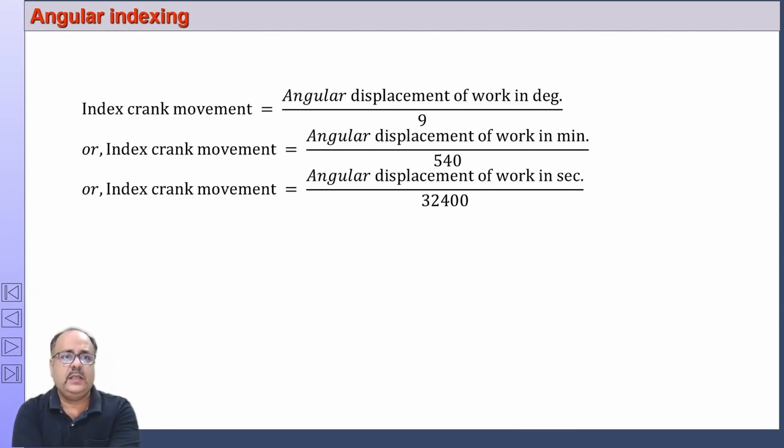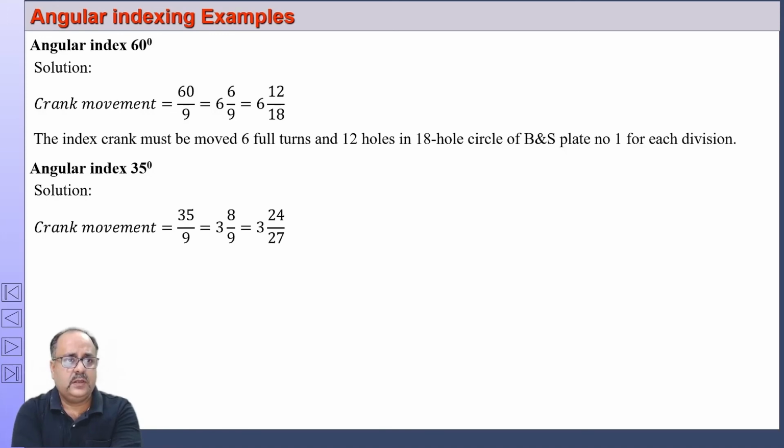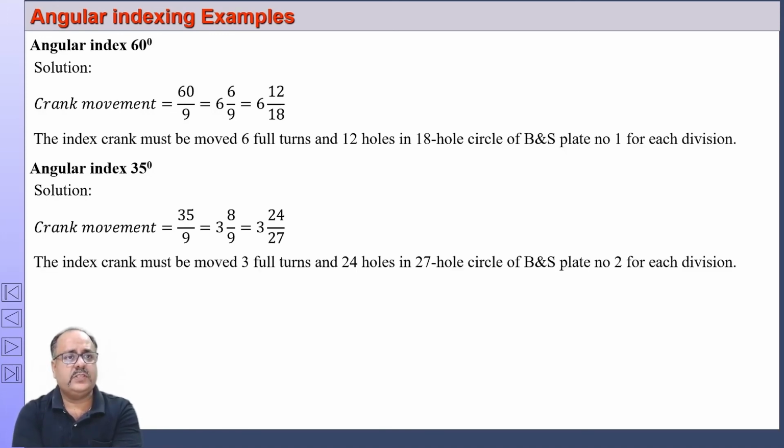Accordingly, this will be the formula for angular displacement of the work in degrees, and these are some examples. The crank movement for a 60 degree angle will be 60 by 9, that is 6 2 by 3. So 6 complete rotations and 12 holes in the 18-hole circle. Likewise for 35 degrees, 35 by 9 is 3 8 by 9, so that is 3 complete turns and 24 holes in the 27-hole circle.